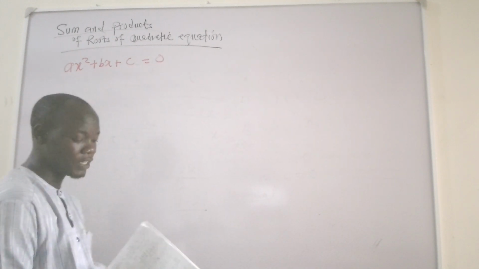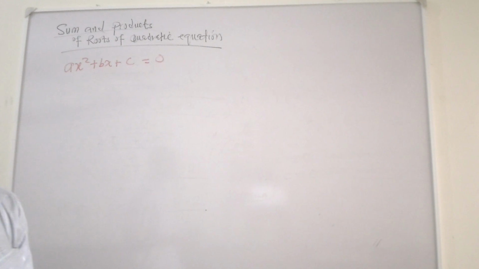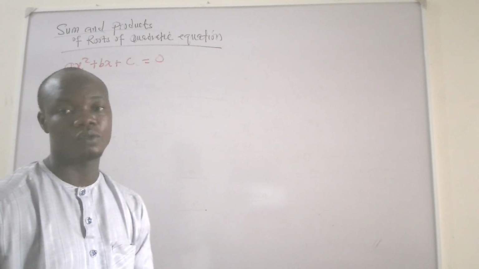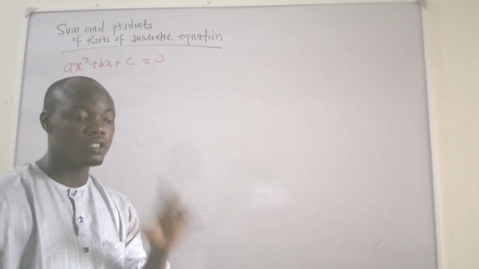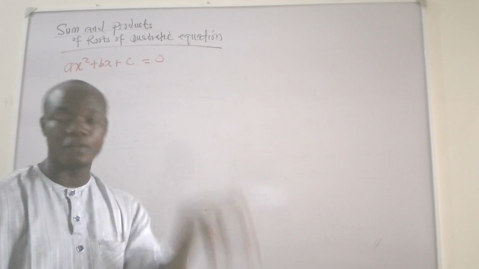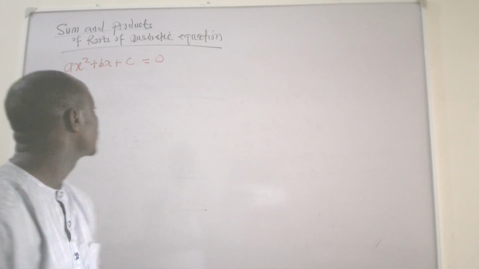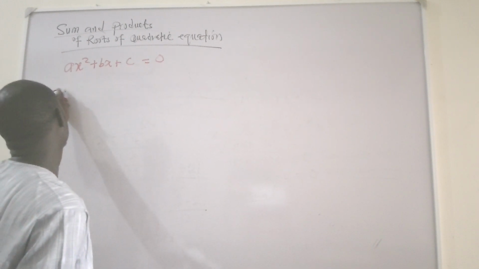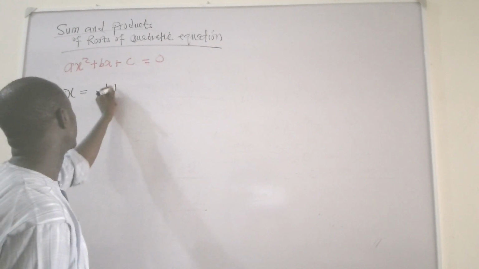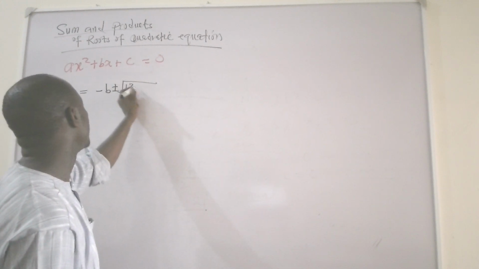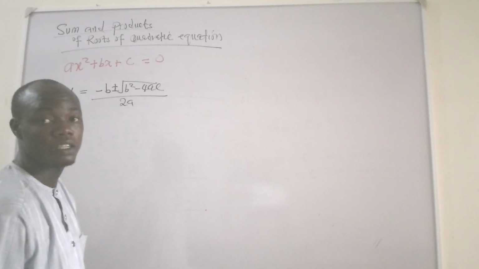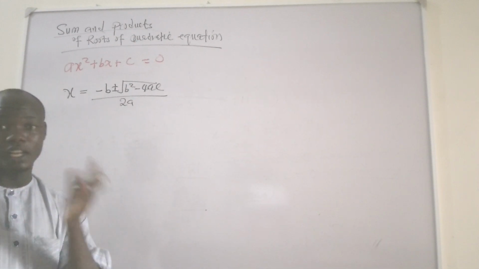equation of quadratic. Of course, remember we have a formula method. We have a formula that is used in solving quadratic equations. In this case, we are going to use the formula method for solving quadratic equation to derive sum and product of quadratic equation. So remember, quadratic equation has a formula, which is x is equal to minus b plus or minus square root of b squared minus 4ac all over 2a.